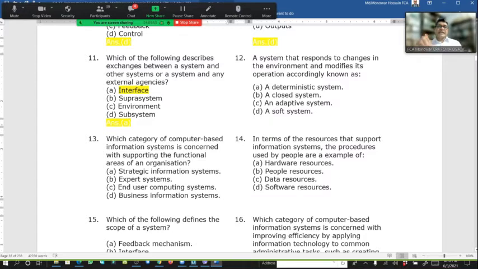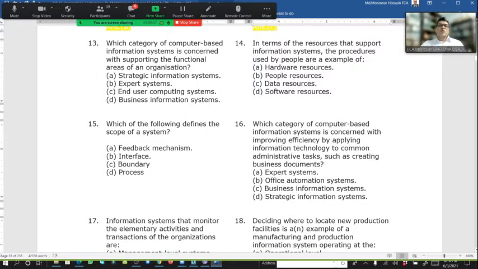An interface describes the exchange between a system and another system, or between a system and any external agency, through the interface. Number 12: a system that responds to changes in the environment and modifies its operation accordingly is known as a deterministic system, closed system, or adaptive system. The answer is C, an adaptive system. You are 100% right.